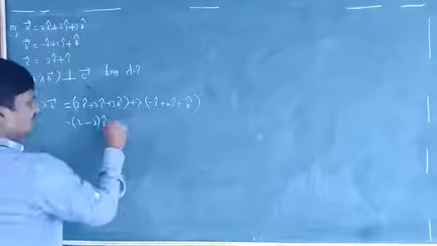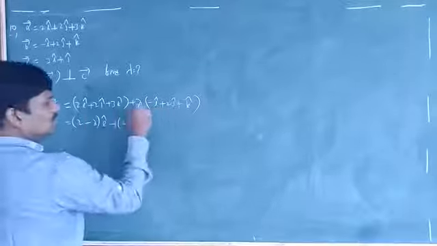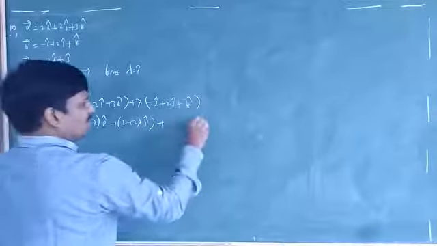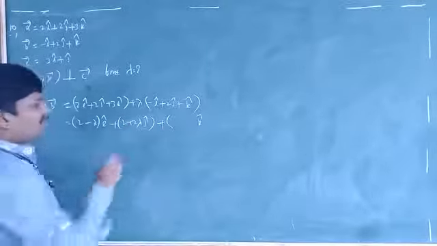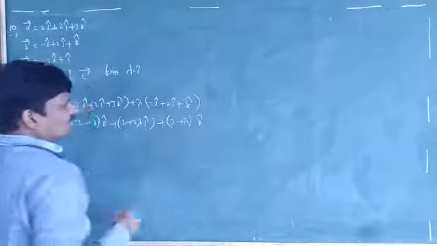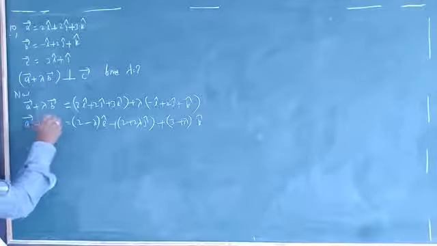Plus j cap, taking j cap common: 2 plus 2 lambda. Plus k cap, taking k cap common: 3 plus lambda. This is a bar plus lambda b bar.